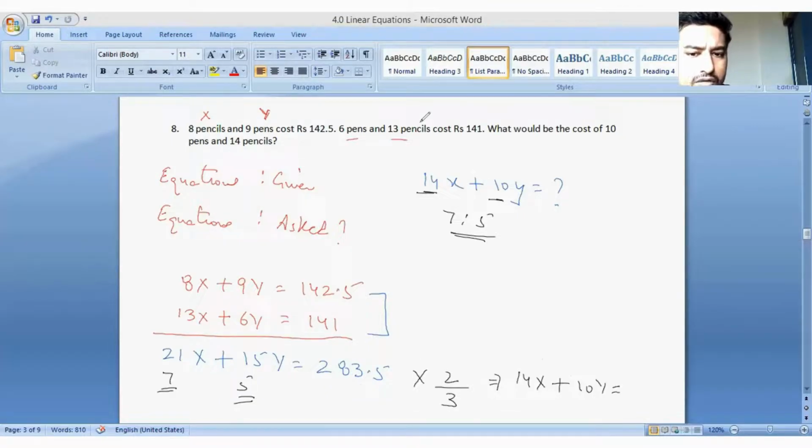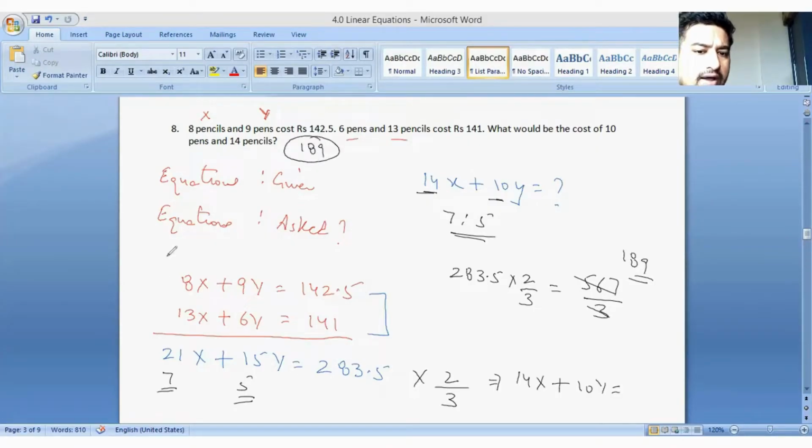So what is my answer now? My answer is 283.5 into 2 by 3. This is my answer. This would be how much? 567, right? 567 by 3. How much is that? 18 3s are 54. So 189. So the cost is 189.